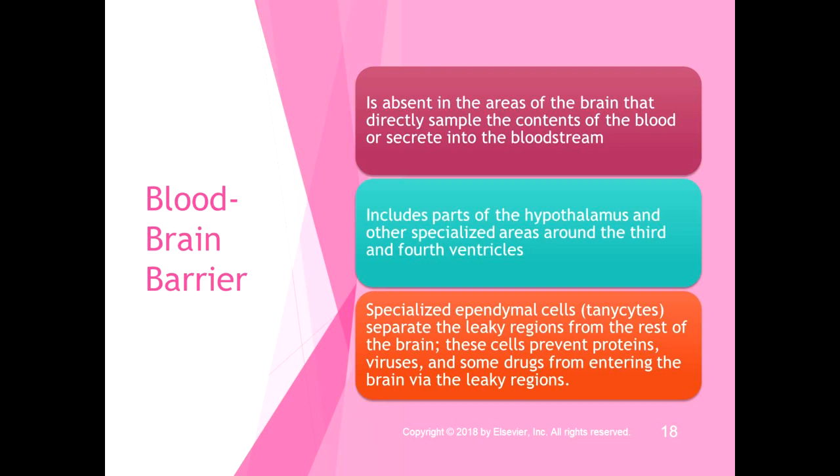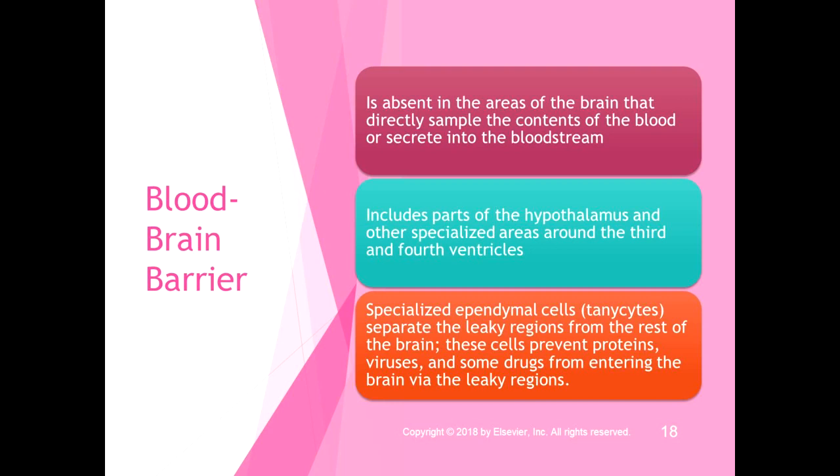So the blood-brain barrier is absent in areas of the brain that directly sample the contents of the blood or directly secrete things into the bloodstream. So parts of the hypothalamus and other specialized areas around the third and fourth ventricles are sort of leaky. It's considered a leaky region of the blood-brain barrier because the hypothalamus has to directly sample the contents of the blood for oxygen and CO2 level and other chemical levels, and also it has to secrete hormones into the bloodstream to control different body systems in homeostasis.